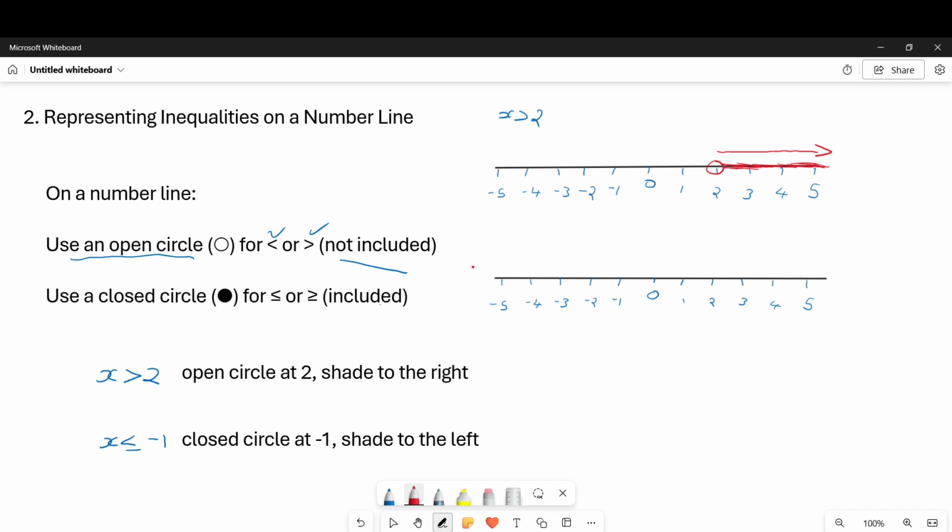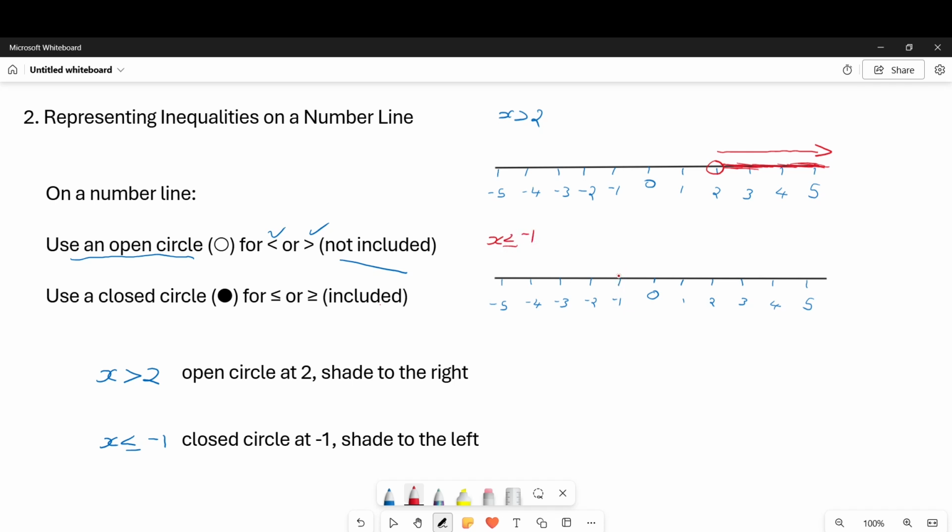Next example: use a closed circle. We use a closed circle for less than or equal to, or greater than or equal to, which means that value is included. For example, here x is less than or equal to -1. That means -1 is also included. So we use a closed circle. This is the example: x less than or equal to -1.